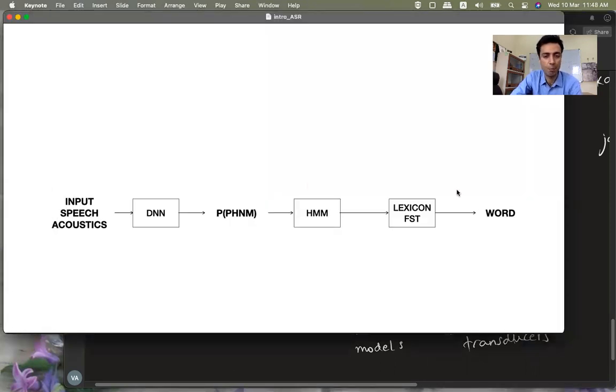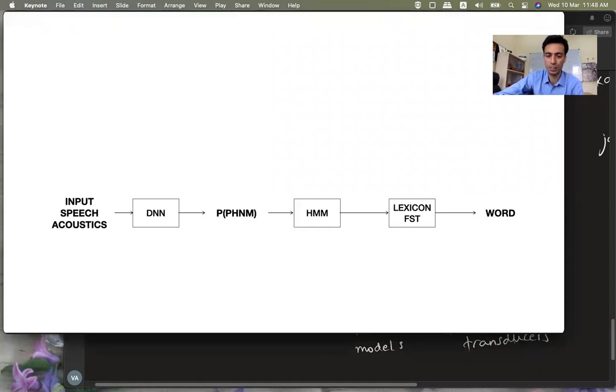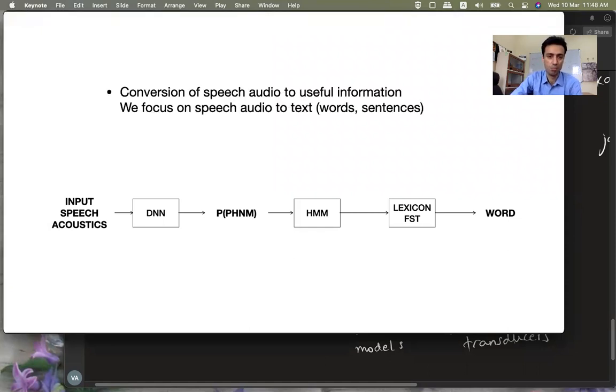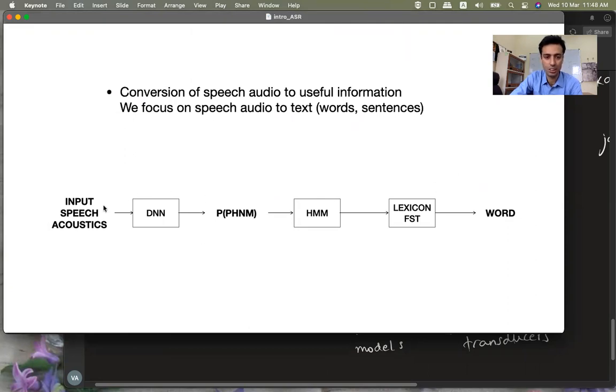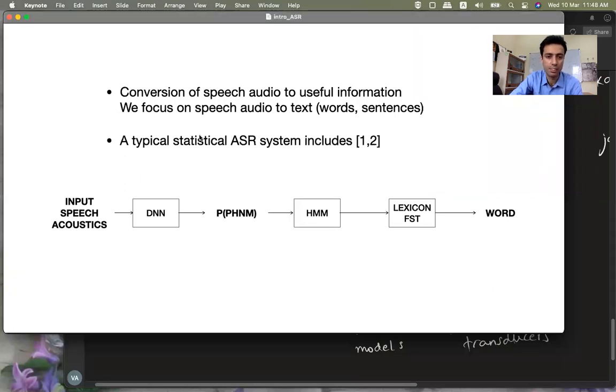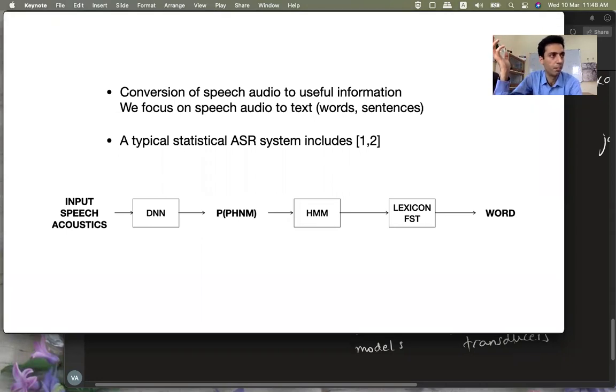Okay, let us see this step a little more closely. So as we saw, this whole structure is useful for speech to text conversion, or in general any sequence to sequence transformation. So this is the typical ASR system, which is conventionally used in all popular ASR systems like Alexa or Google Home. This has been there for many years.